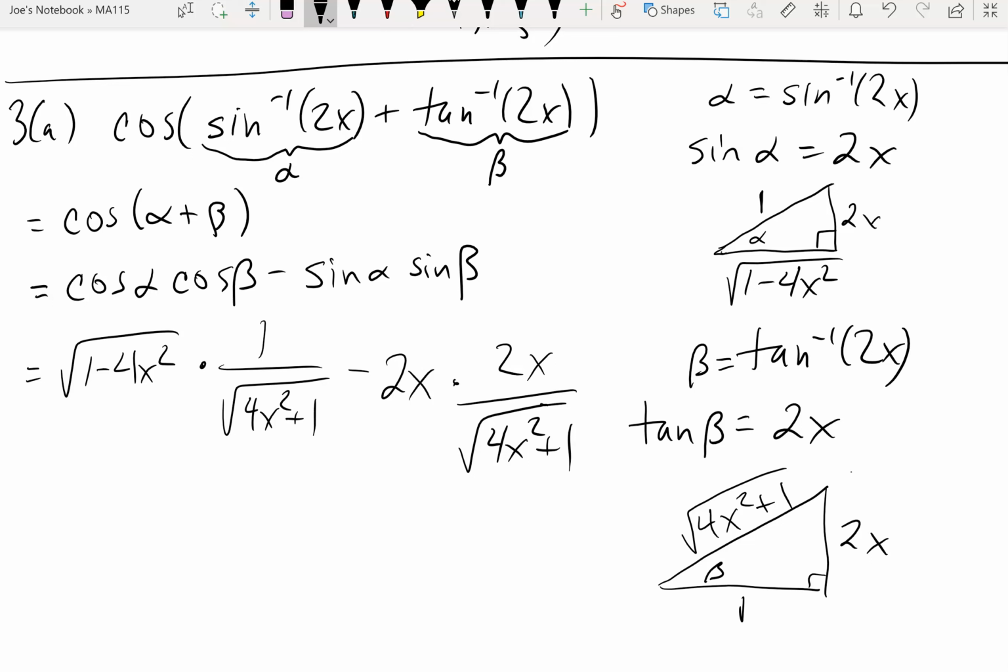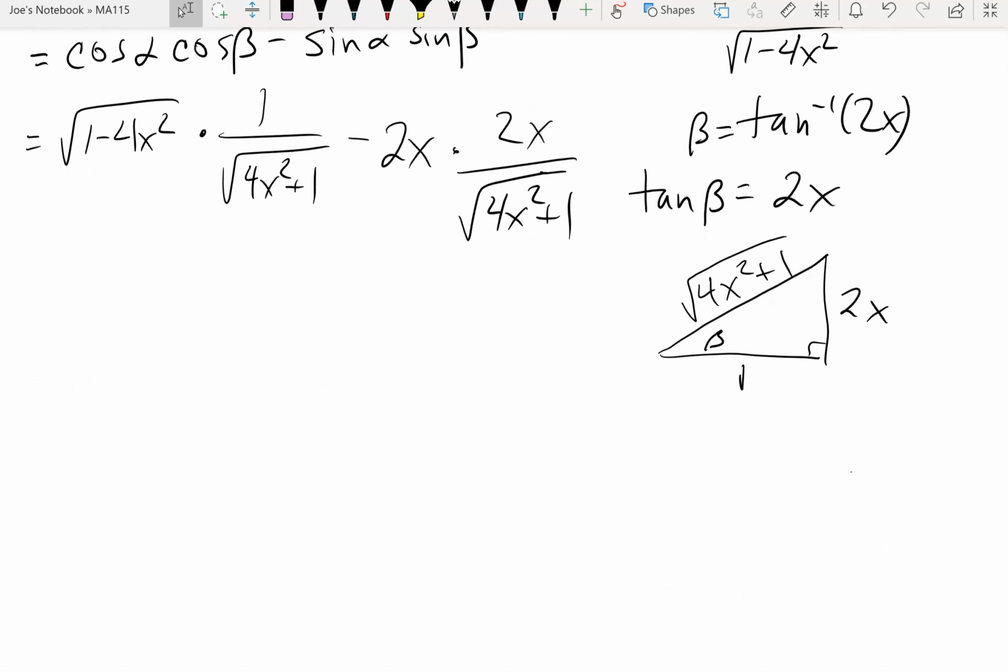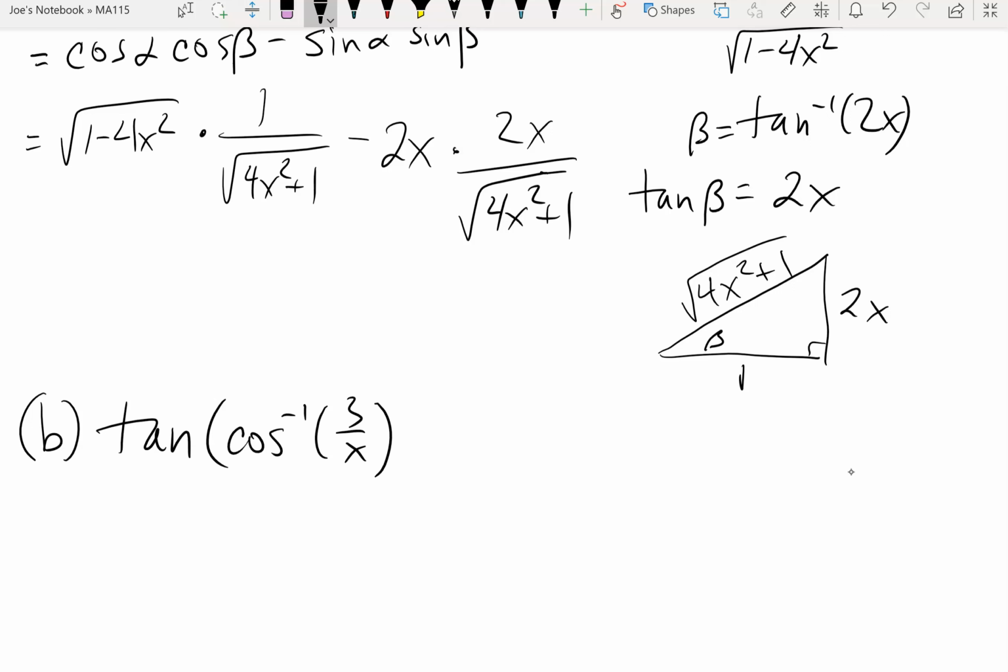It's the same problem, just with letters as opposed to numbers. It's written in a different form, but it's the same problem. And it's got letters as opposed to numbers in it, but it literally is the same problem. So see if you can do part B there. You have to draw new triangles, of course, but see if you can do part B. Tangent of inverse cosine of 3 over x minus inverse sine of 3 over x.